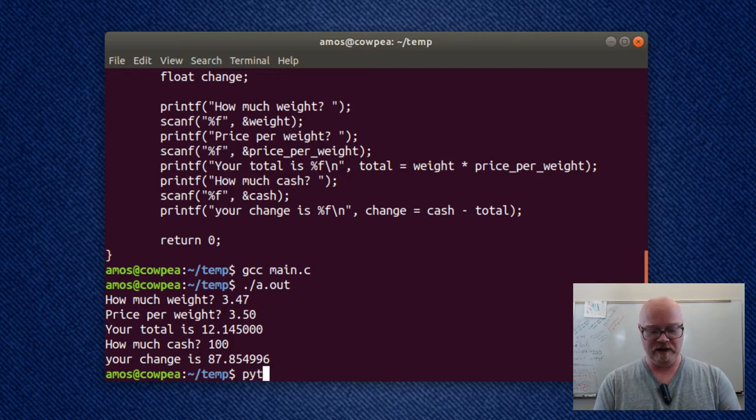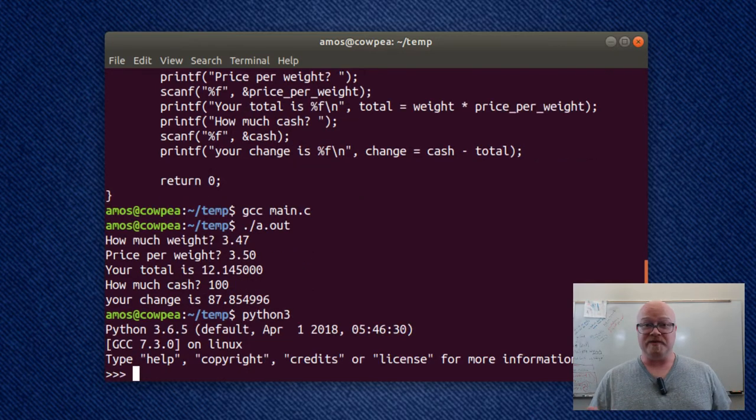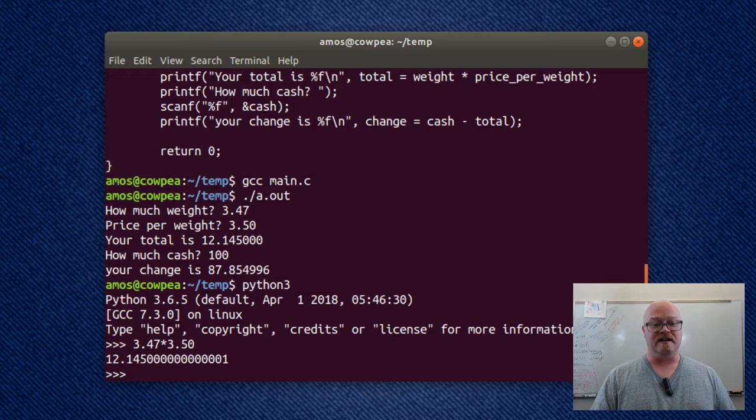So I'm going to open up a Python 3 interpreter here. It's ready to go. And in Python, of course, you can just type mathematical expressions and it will calculate the results and print them out. So we're going to do the same thing. We'll start with the fact that I wanted 3.47 pounds of something at the cost of $3.50. And you'll see already here in Python 3, we don't have an accurate result.